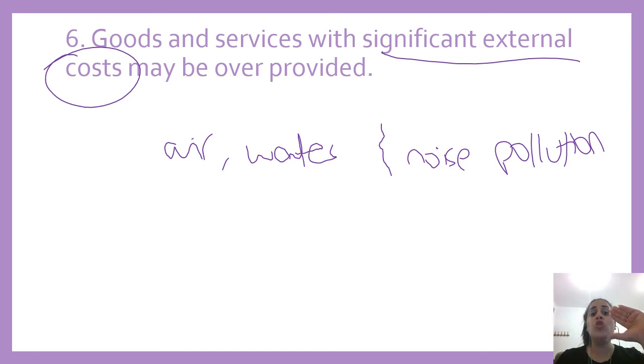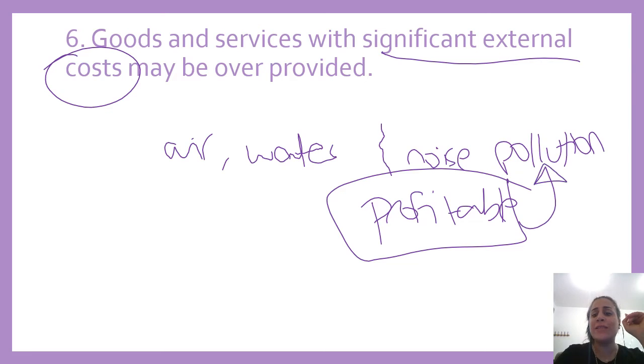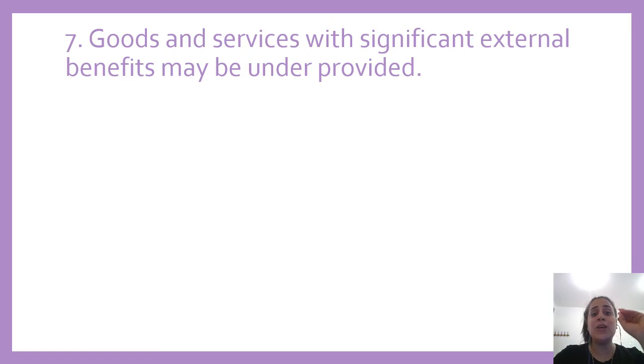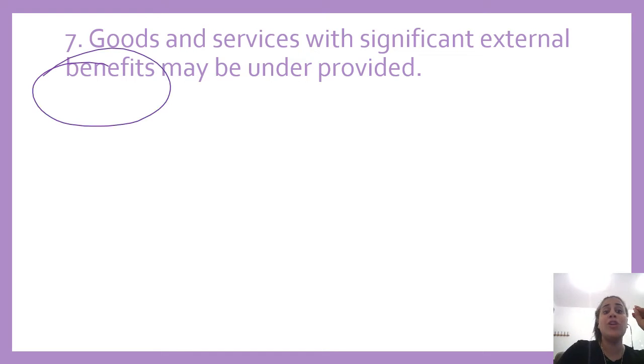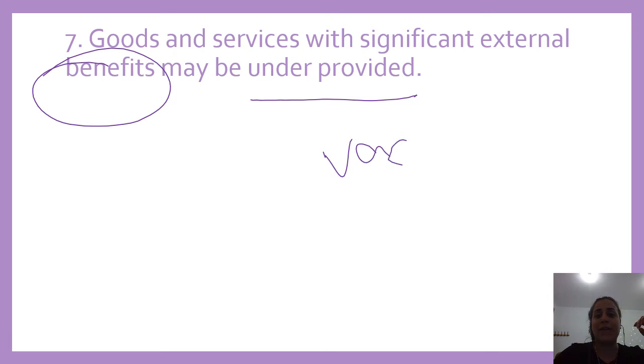Private firms will continue to make goods and services that cause pollution only and only if it was profitable for them. So the firms will not take into consideration these external costs as long as they're making money. Okay? Finally, goods and services with significant external benefits may be underprovided, and we already explained that. Usually, these goods that are beneficial, such as the merit goods in an economy, are usually underprovided. So let us give an example about vaccines.